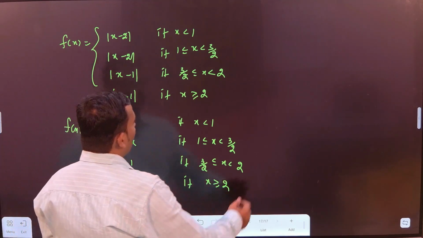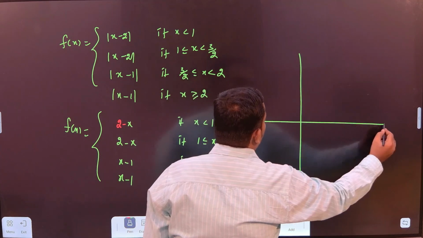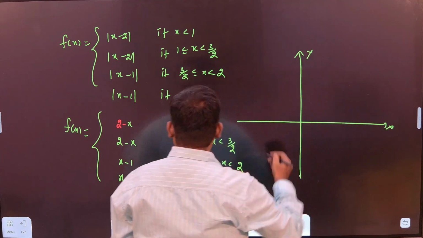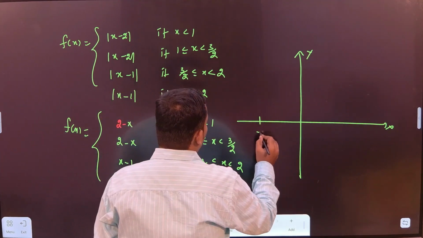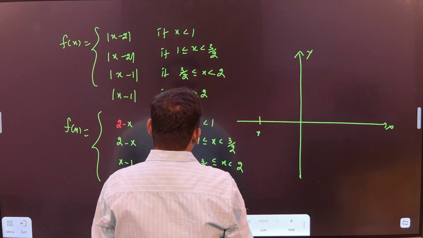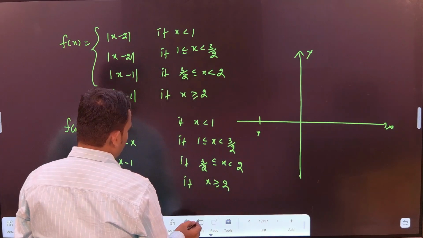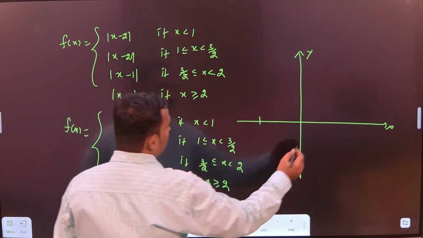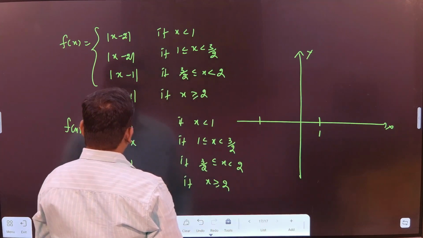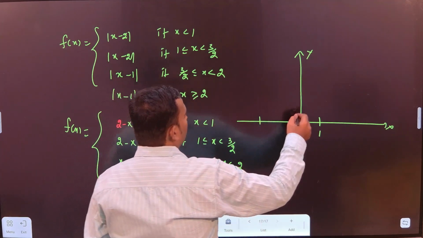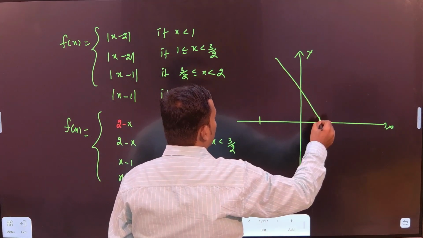Okay. The graph will be, you can see students, on the x axis and y axis, the complete graph, when x is less than 1, it's then 1, the minus x plus 2 graph, minus x plus 2 graph.